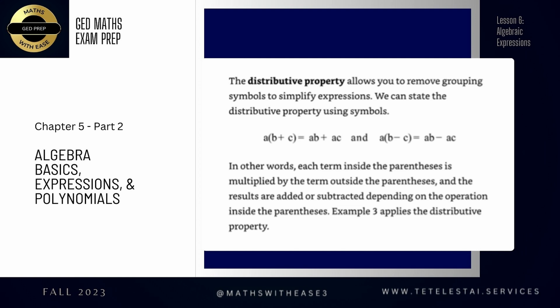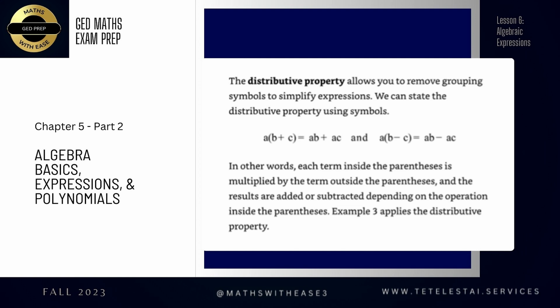So the distributive property that I mentioned earlier is the next portion of this lesson. This allows you to remove grouping symbols to simplify expressions. And we can state the distributive property using symbols. So for example, when you see A parentheses B plus C, that can be written as AB plus AC.